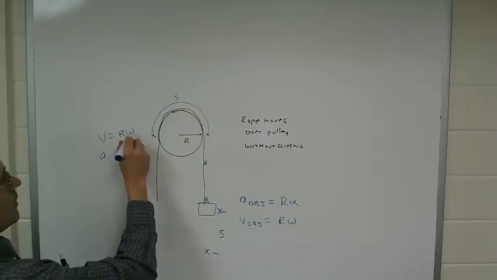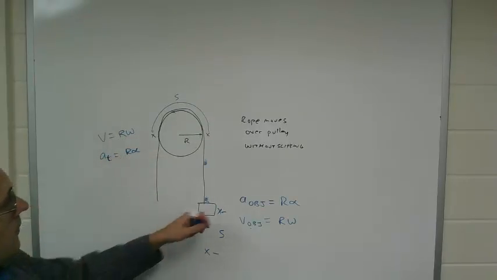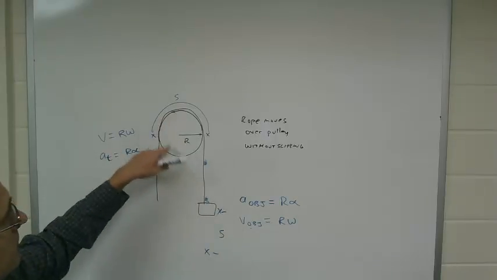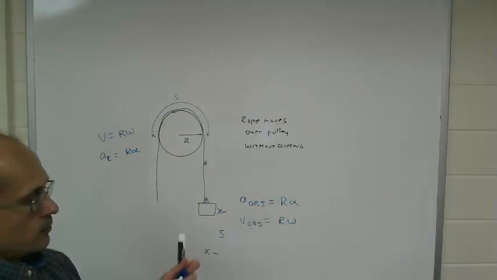Velocity was equal to r omega, and a tangential was equal to r alpha. That means our object here has to have the same speeds and accelerations that the pulley has if the rope moves without slipping.